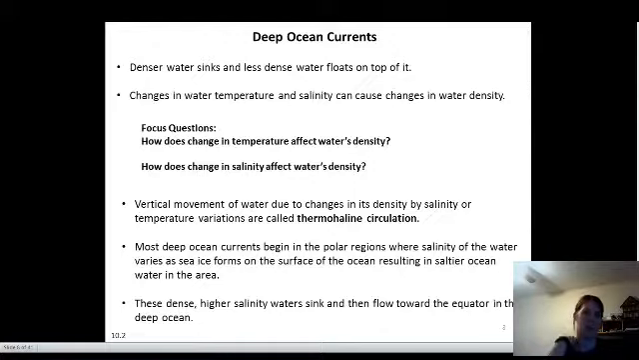So vertical movement of water due to changes in its density by salinity or temperature is called thermohaline circulation. And most deep ocean currents begin in the polar regions where the salinity of the water varies as sea ice forms on the surface of the ocean, resulting in saltier ocean in that area. So as you get that sea ice forming, the water will freeze and it will not bring those dissolved solids with it. So you're removing water and you're increasing the salinity of the water that's left because of that. So these dense, higher salinity waters sink and then flow towards the equator in the deep ocean.